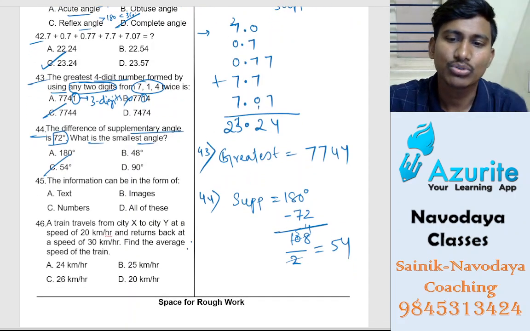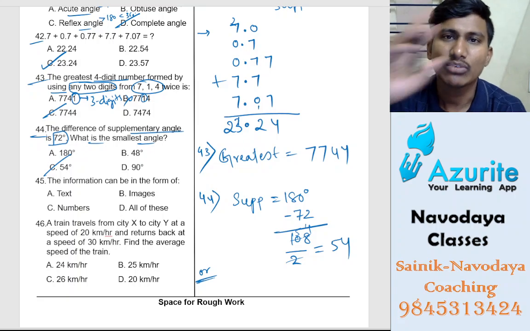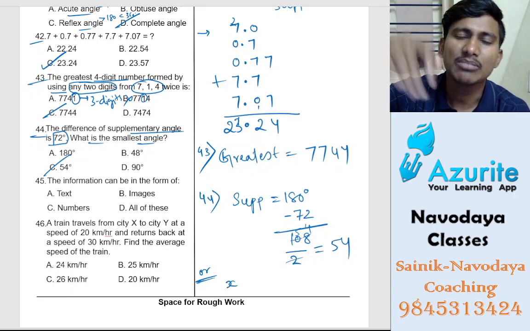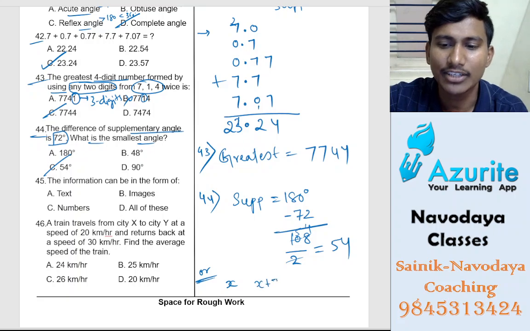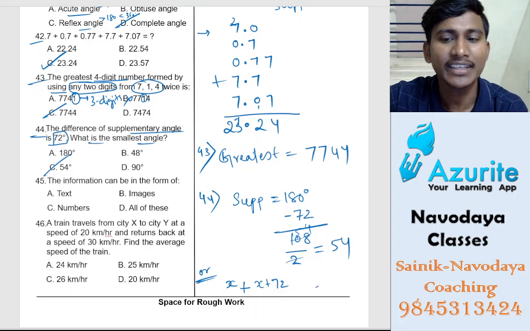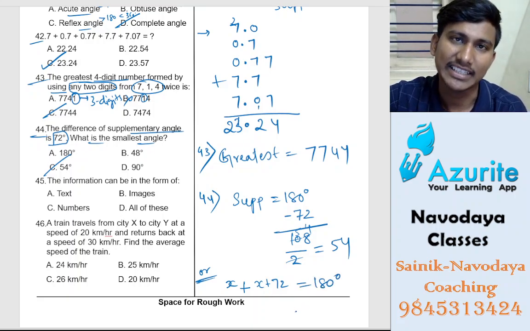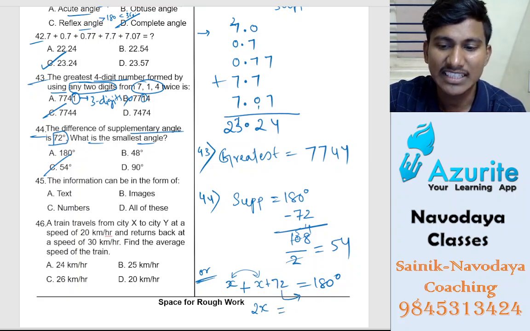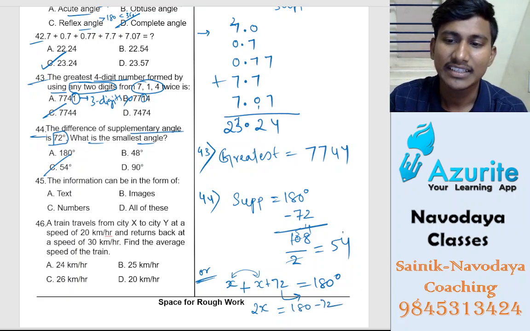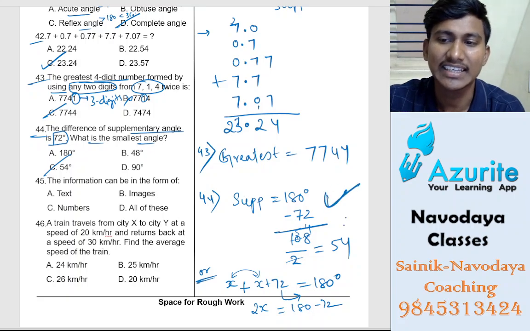One more method: if you take one angle as x, the other angle will be bigger, since it is the difference. So the other angle will be x plus 72. Then the subtraction gives you the 72 difference. If you add these two angles, you get 180 degrees, because they are supplementary. So x plus x is 2x, and plus 72, if you take it to that side it becomes minus, that is 180 minus 72. That's what we did here directly, right?